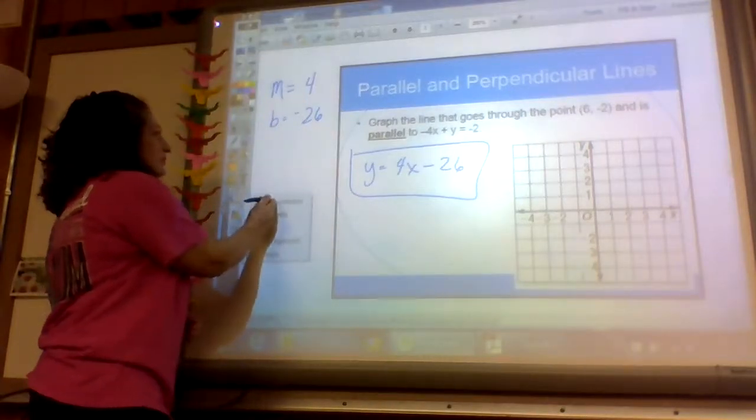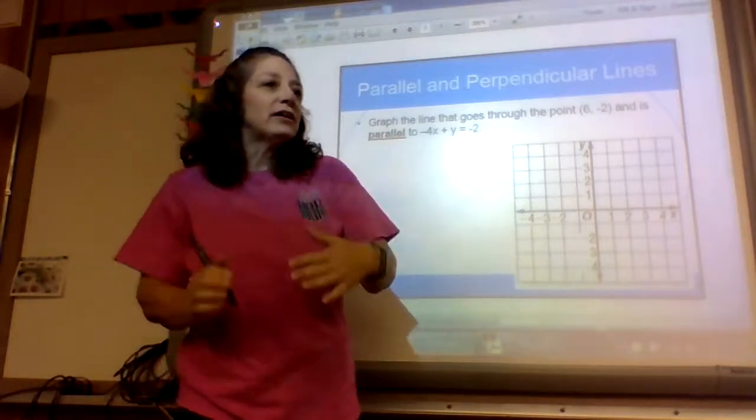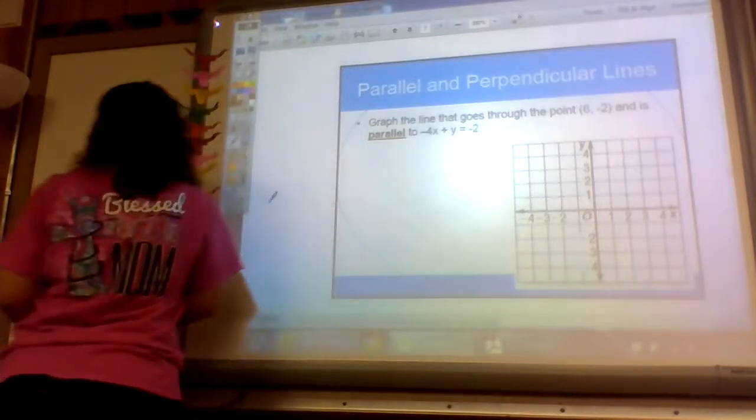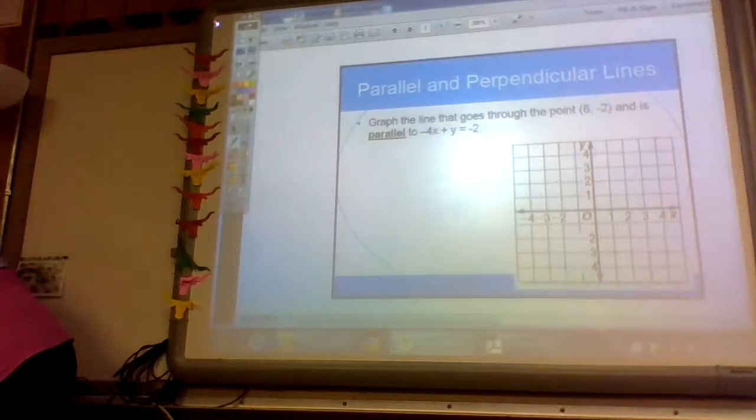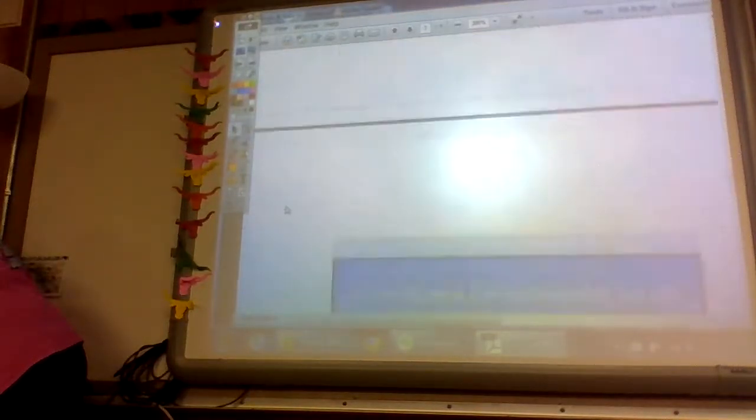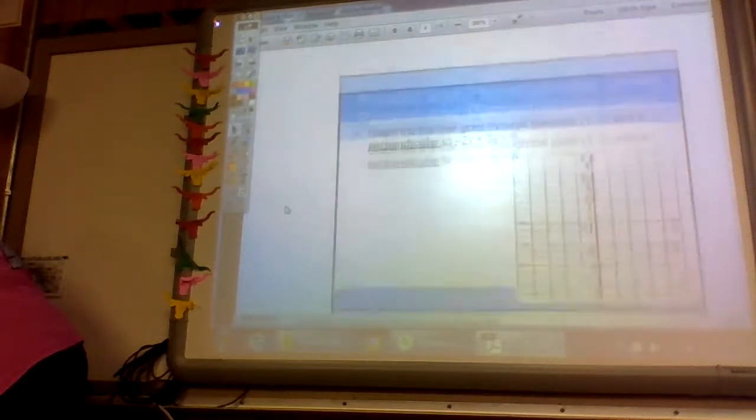Okay, that was the equation of parallel line, same slope. Let's look at our example of perpendicular line. So we are just in our notes, Tyson, writing examples, doing examples.